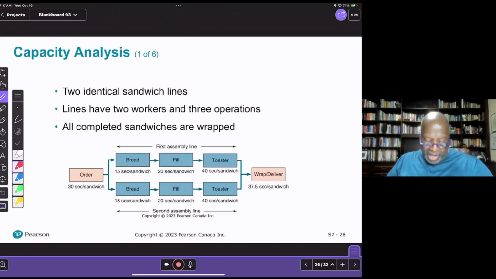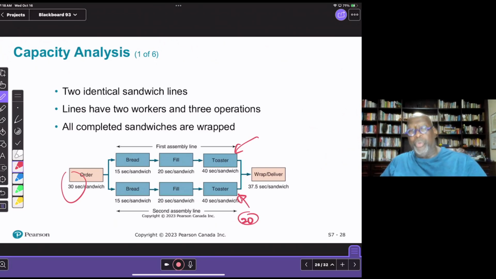Again, my favorite example, bread: 30 seconds per sandwich, 15. We see 2 parallel lines right here with the same times: the bread, the fill, the toaster, bread, fill, toaster. These are bottleneck activities right here, but there are 2 of them. So in effect, you're getting 1 for every 20 seconds, or 2 in every 40 seconds.